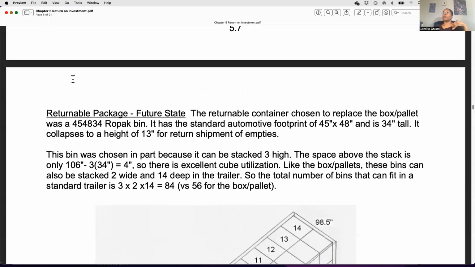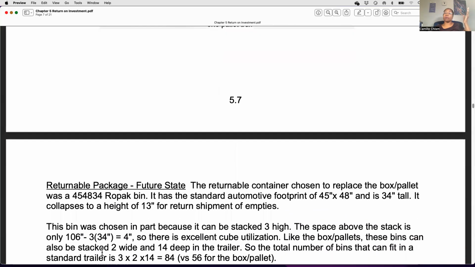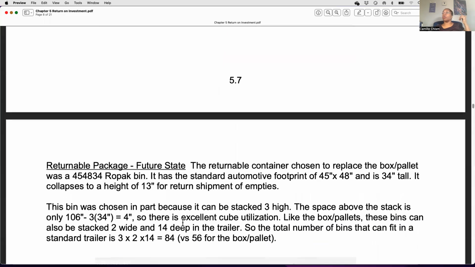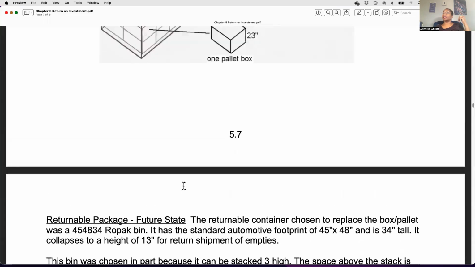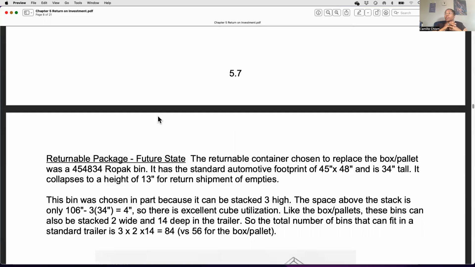Okay, so we went from 45, 48, 23 to a 34 inch bin. So we're going with the bigger bin. It has that same standard footprint, but it's 34 inches tall. And then remember, it collapses to 13 inches. This is what we looked at on those tables last week. You can see from either the Orbis catalogs or the RollPack catalog or the tables from the reading that the collapsible height is 13 inches.